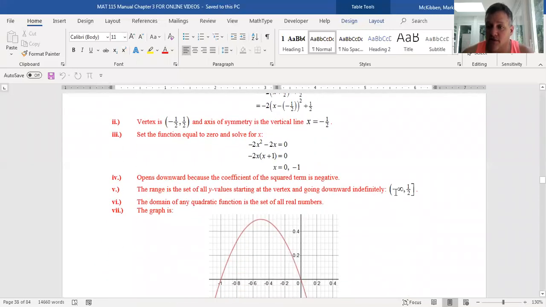All right, the range, therefore, starts at the y-coordinate of the vertex and goes to negative infinity. And so you have negative infinity to a half. The domain of any quadratic is all reals. It always is, right? There's no number you can't perform those operations on.